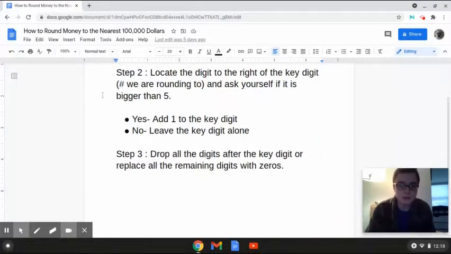So step 2, we're going to locate the digit to the right of the key digit, which is the number we're rounding to, and asking ourselves if it is bigger than 5. If it is bigger than 5, we're going to add 1 to the key digit, but if it's not bigger than 5, we're going to leave the key digit alone. And step 3, we're going to drop all the digits after the key digit and replace them with zeros. So let's try a few problems together.